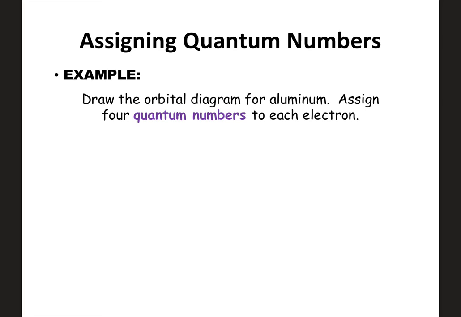All right, so now we're going to try this example here. It wants you to draw the orbital diagram for aluminum and then assign the 4 quantum numbers to each electron. Sometimes when you're given one of these problems, it might just ask you to assign quantum numbers to maybe the valence electrons or something like that. But for this example, it does want quantum numbers for each electron. So what I would do is pause the video, try this on your own, and then when you rejoin, you'll see the entire answer so you can see how you did.